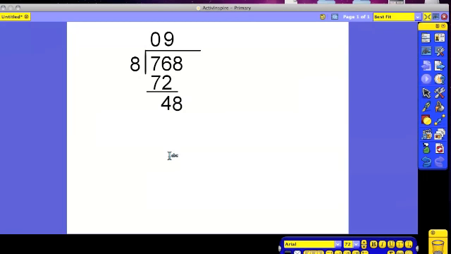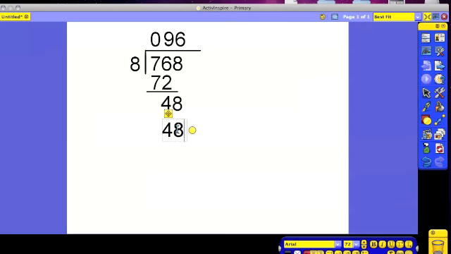Okay. The question started with 768 divided by 8. We've managed to get rid of 720, which is 90 eighths, but we still have 48 down here. So we have to figure out how many 8s we can get out of that 48. Well, I know that 8 times 6 equals 48, and 6 times 8 equals 48.